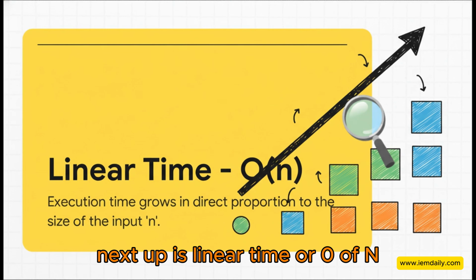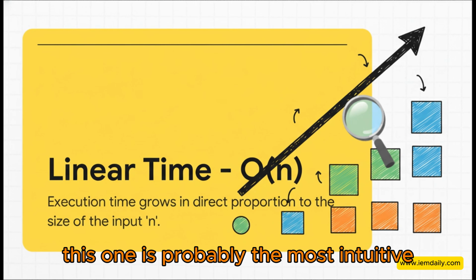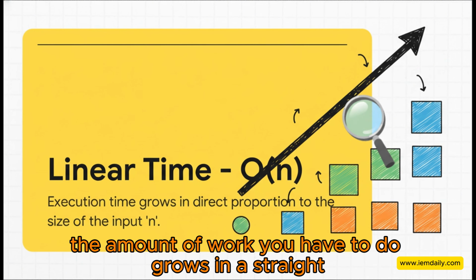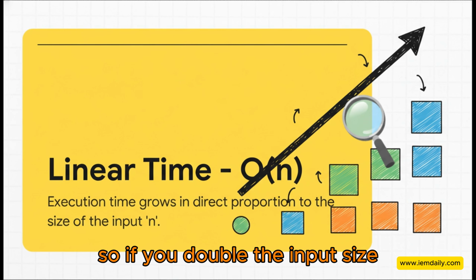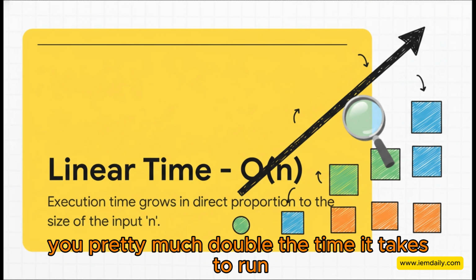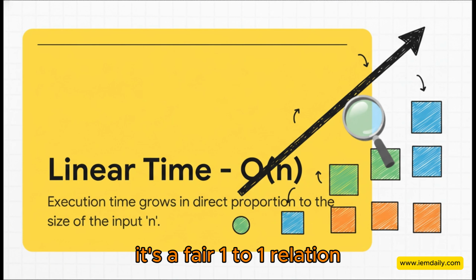Next up is linear time, or O of n. This one is probably the most intuitive. The amount of work you have to do grows in a straight, predictable line right along with the amount of input. So if you double the input size, you pretty much double the time it takes to run. It's a fair one-to-one relationship.